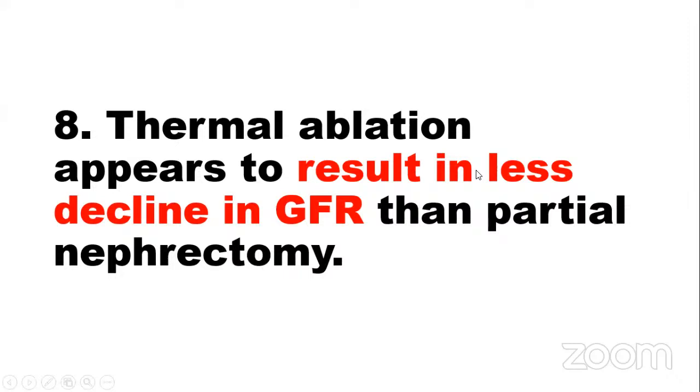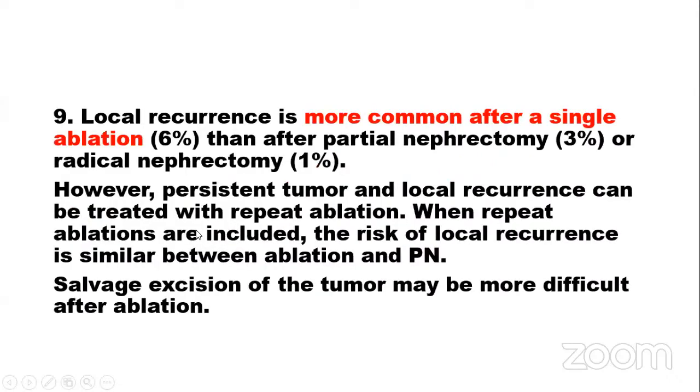Thermal ablation appears to result in less decline in the GFR than partial nephrectomy. So, less decline in GFR than partial nephrectomy. Local recurrence is more common after a single ablation, about 6%, compared with partial nephrectomy at 3% or radical nephrectomy at 1%. So 6-3-1, remember: 6 for thermal ablation, 3 for nephron-sparing surgery, that is partial nephrectomy, and 1 for radical nephrectomy.